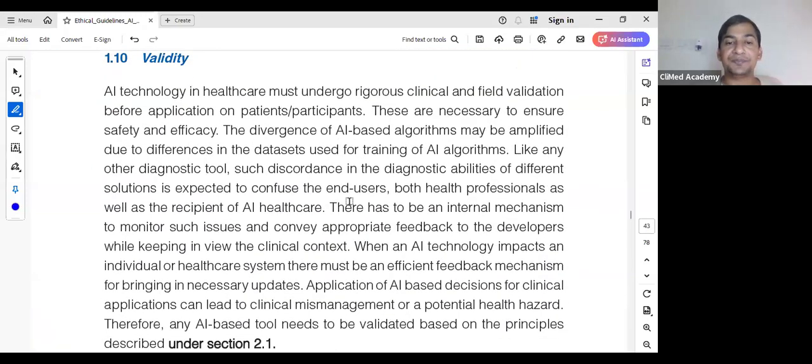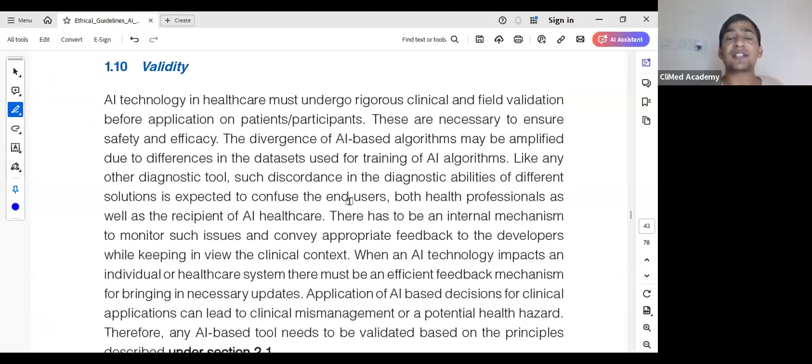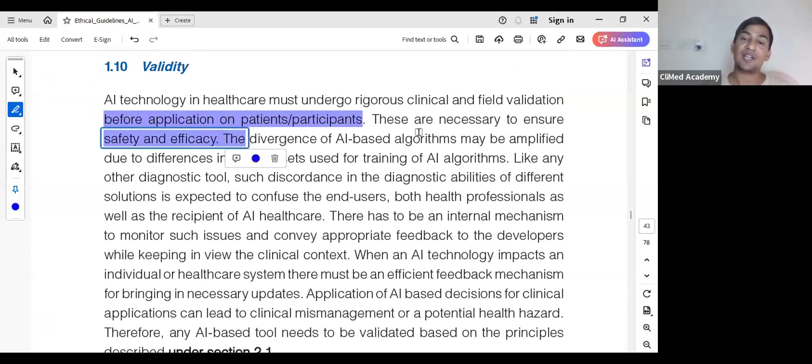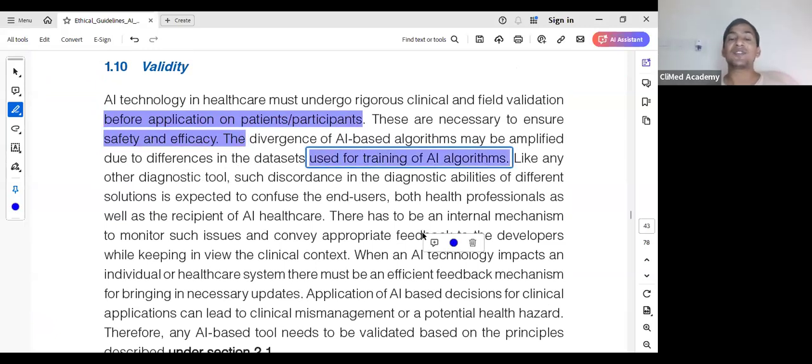Then validity. Validity again is a very important factor and principle. And there are separate guidelines for validity. AI technology in healthcare must undergo rigorous clinical and field validation before application on patients or participants. These are necessary to ensure safety and efficacy. The divergence of AI-based algorithms may be amplified due to differences in the databases used to train the AI algorithm. So validation is very important.